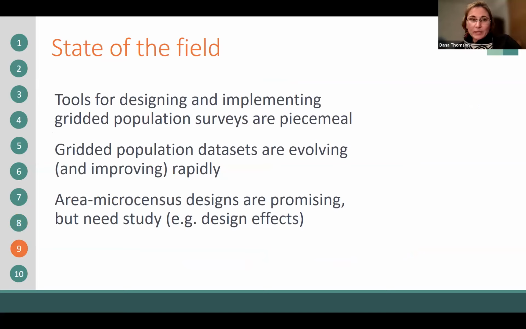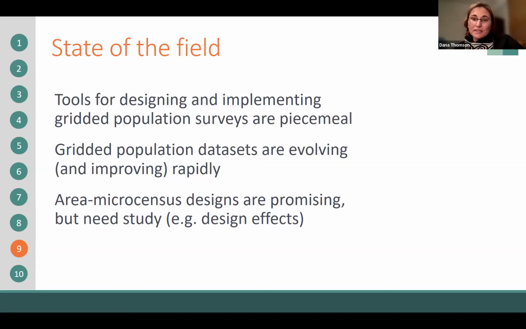So now I'm just going to quickly summarize where we are with gridded population sampling, what the state of the field is, and also make a call to action for anybody who wants to get involved. First, I think it's worth saying that the tools for designing and implementing gridded population surveys are super piecemeal. You'll find in the manual that we basically say, okay, based on your sample design and the skill sets of your team, here's a series of tools that might be relevant, and here's how you can piece them together. That's the crux of our manual. We hope that you're able to do that.